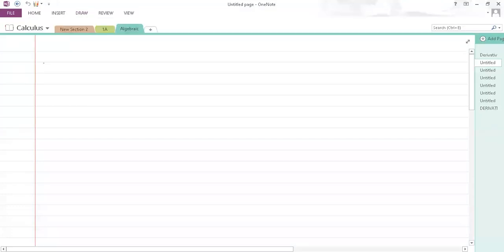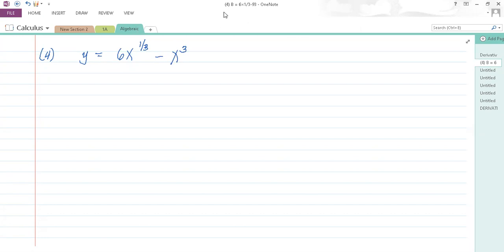So say we have, so this is example number 4. Say we have to find the derivative or differentiate the given function. This is equal to y = 6x^(1/3) minus x cubed. Okay, so anyone who wants to try solving the given? So anyone from the group?